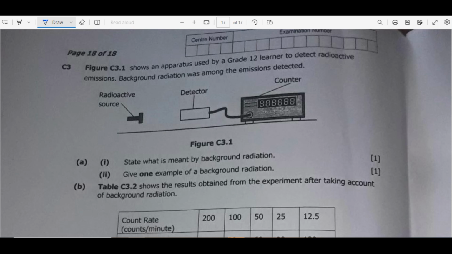Question C. Figure C 3.1 shows an apparatus used by a grade 12 learner to detect radioactive emissions. Background radiation was among the emissions detected.